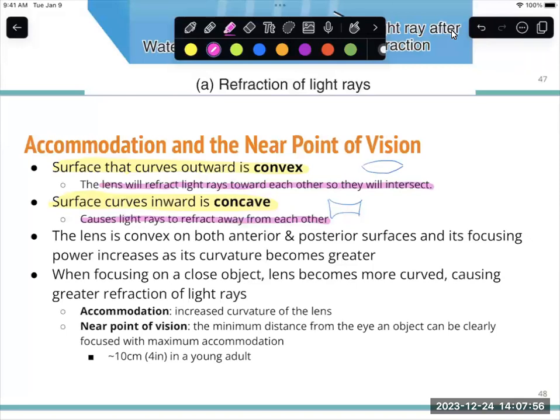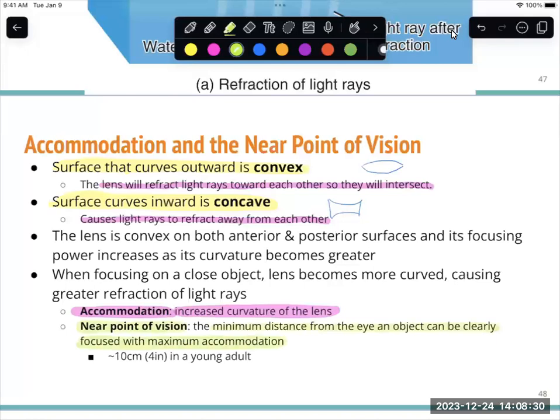It's a lot greater. When focusing on a closer object, that lens becomes even more curved. This is accommodation. We increase the curvature of that lens to help us see. Near point vision. This is the minimum distance from the eyes an object can be clearly focused with maximum accommodation.